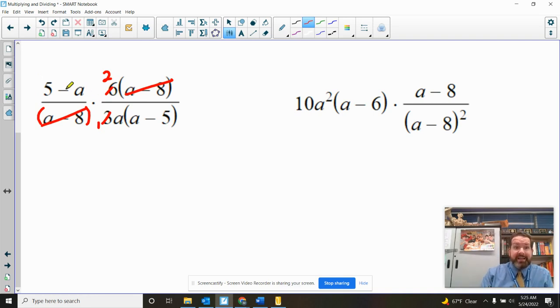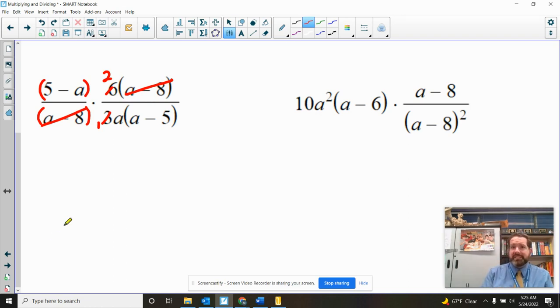This a is connected to the 5 of the subtraction. That means these are married. They stay together. You cannot split them apart. So this a down here is going to stay. It's not going anywhere. But you may have wondered, am I allowed to cancel the 5 minus a and the a minus 5? The answer is yes, but they don't reduce to 1 this time.